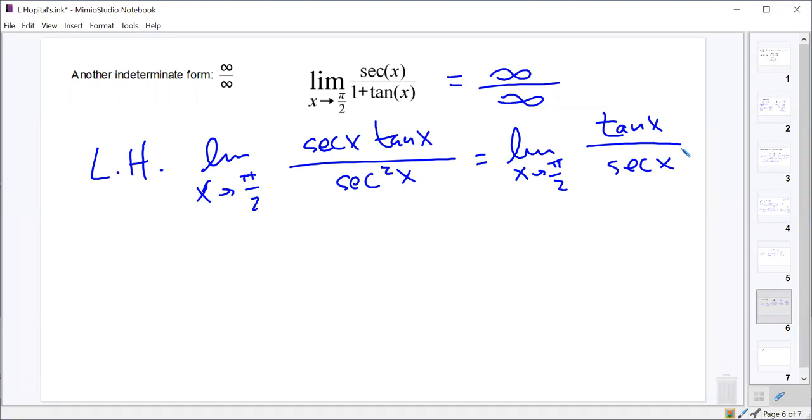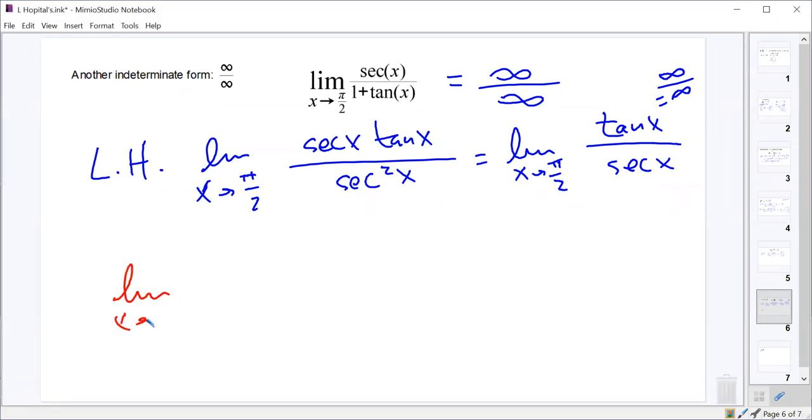All right. Now when we plug in pi over 2, what's happening for tangent at pi over 2? It's still a vertical asymptote, right? So it's still an infinity. And what about secant? Still infinity. So what do you think we should do? Use it again or simplify? All right, one of the two. So let's see what happens if we try to use it again, because it's not going to work.